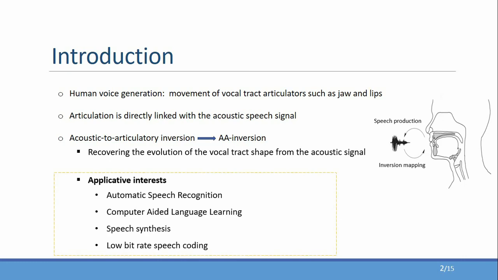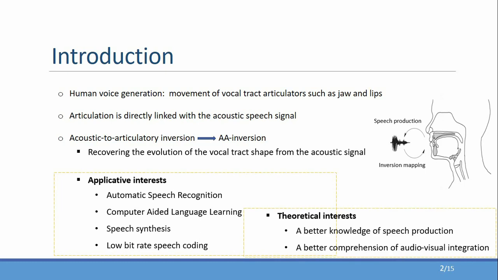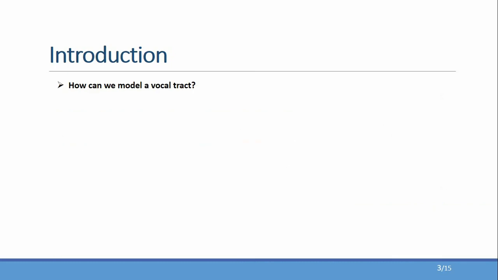Researchers' interest for this topic can be divided into two groups: applicative interest, like automatic speech recognition, computer-aided language learning, speech synthesis, and low bitrate speech coding, and theoretical interest, like a better knowledge of speech production and a better comprehension of audio-visual integration. How can a vocal tract be modeled?